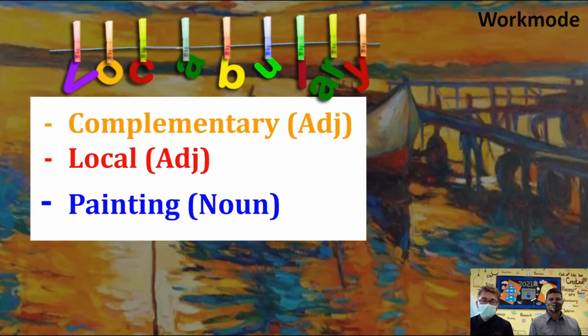Okay, the second one, local. So local, if you want to eat local food, is something from the same country or from the same city. Local. And the third one is painting. So painting, as we all know, is a work of art with the colors.